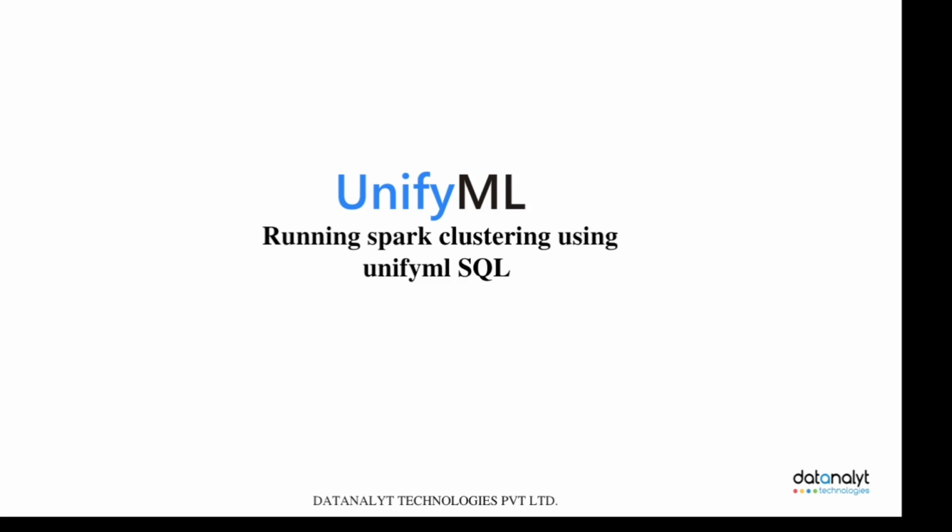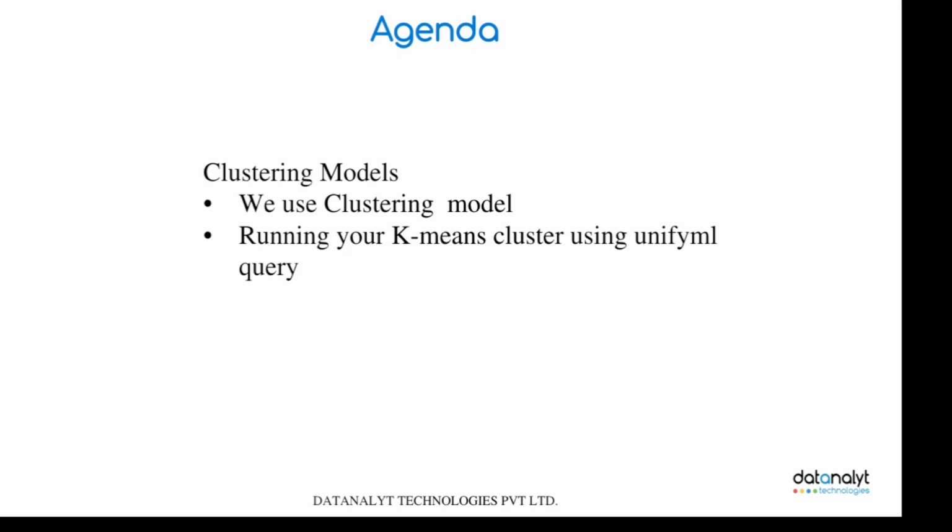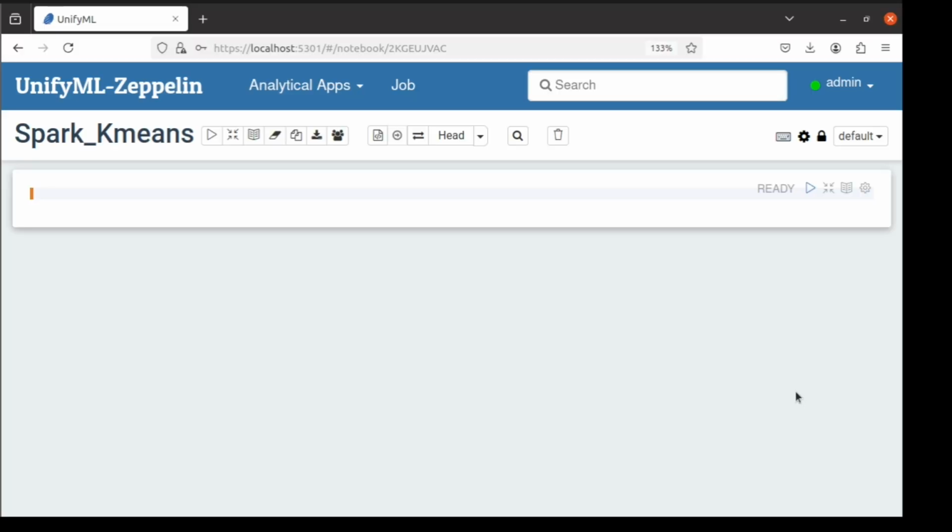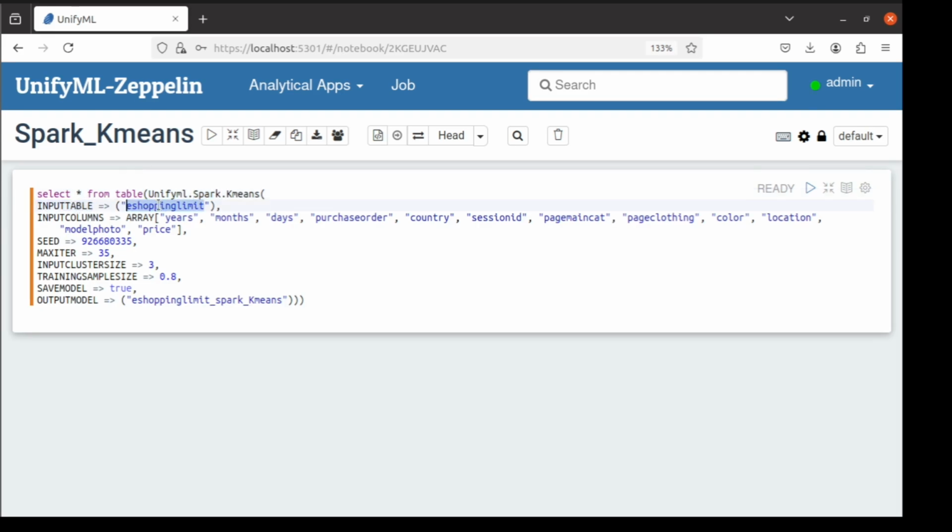In this video, we'll discuss Spark clustering using UnifyML SQL. Here, we use the k-means clustering model with a UnifyML query. We run the Spark k-means model using UnifyML SQL. Now, let's see a simple Spark k-means function with a UnifyML query.